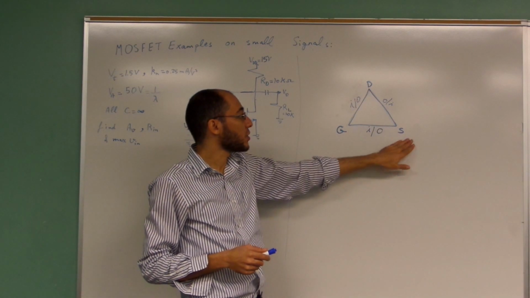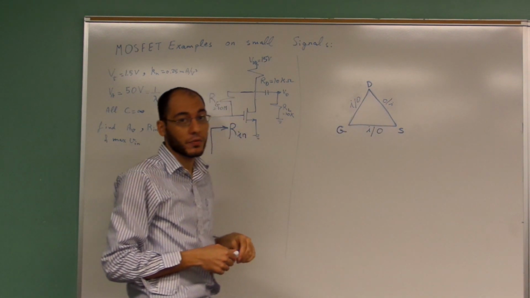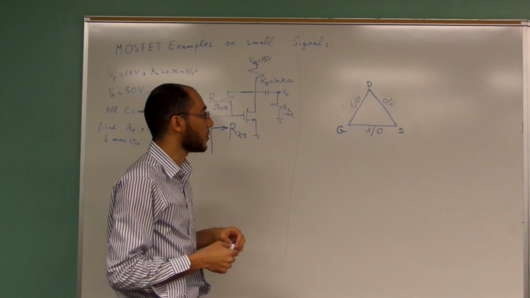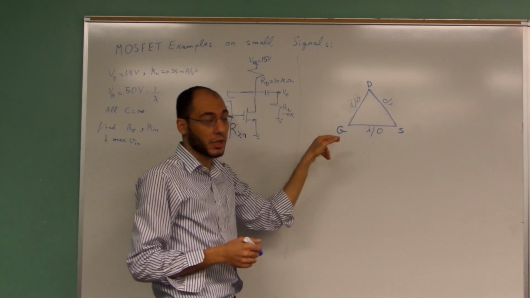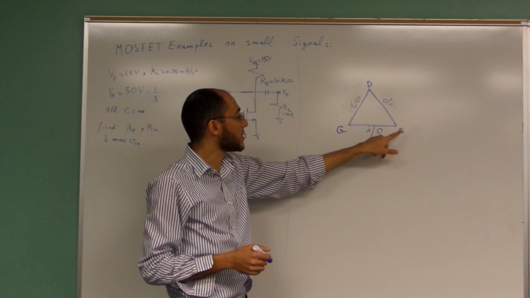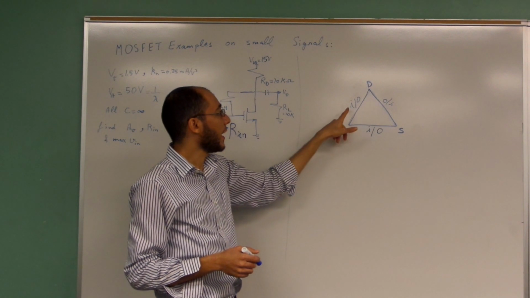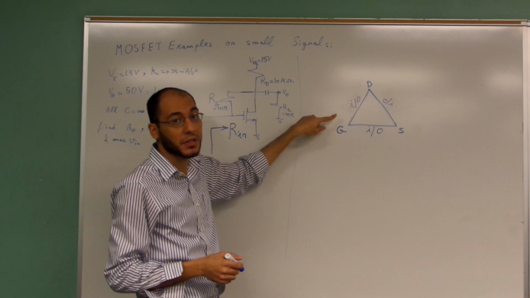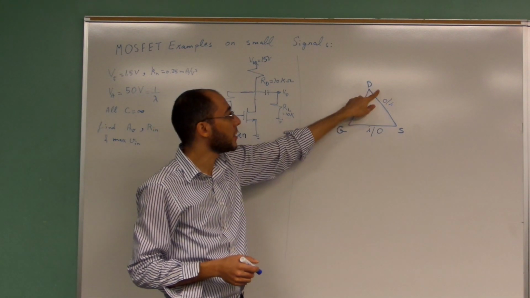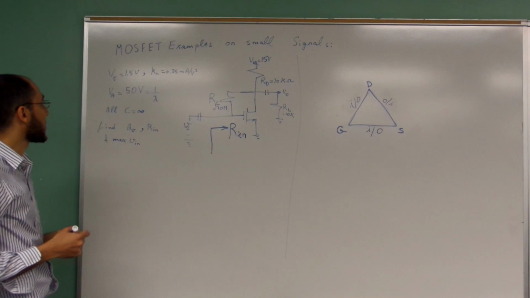The source, sometimes it's an input and sometimes it's an output, depending on the configuration, whether it's a common gate or a common source. So always memorize this triangle, what I call the GSD triangle, and always keep in mind that the gate is always input and the drain is always output. Okay, so to our example.